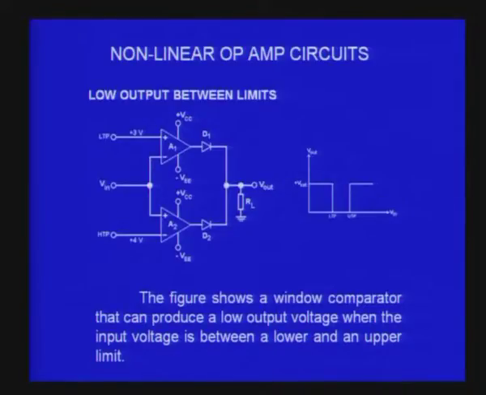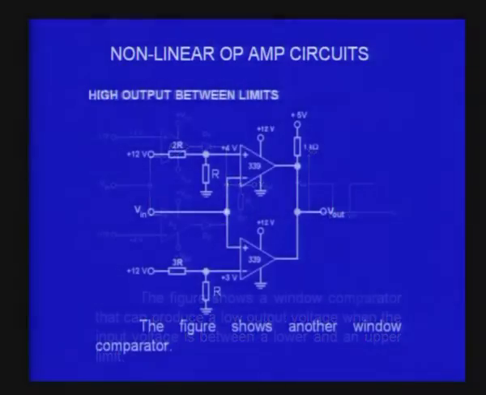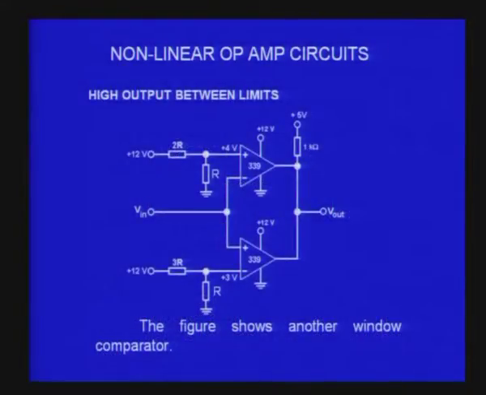You can do this with ordinary op amp 741 and you just use two ordinary silicon diodes and you are ready for the comparator. Now, we can also have a variation of this circuit, so that the output is not low within the window, but high within the window, and it is 0 for every other voltage.